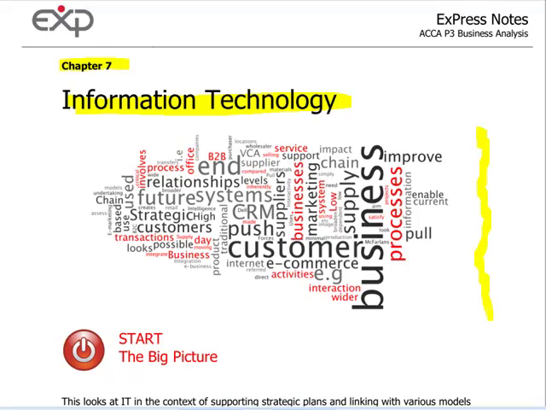Okay, the start of the chapter, we've got our usual word cloud. The word cloud identifies the words that are within this chapter, and the bigger the word in the word cloud, the more prominence that word has in this chapter. So it gives us a good overview of what's ahead. So we've got customer, business, systems, strategic. Okay, so there's quite a few issues here we're going to be looking at.